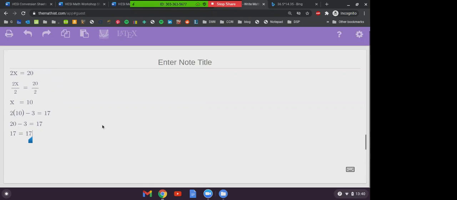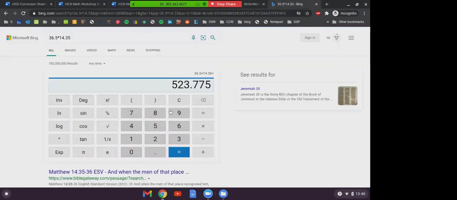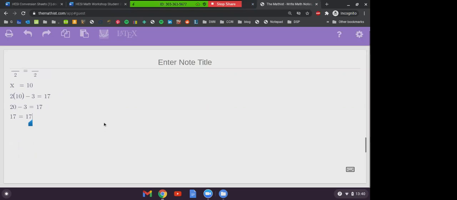Okay. Our next equation is 3 minus 4x equals 27. So 3 minus 4x equals 27. So again, we're going to move the 3 to the other side. So 3 minus 3 minus 4x equals 27 minus 3. Right? Negative 4x equals 24.